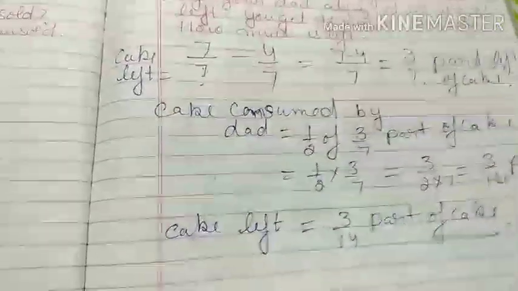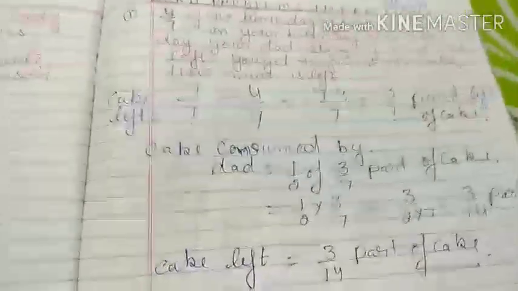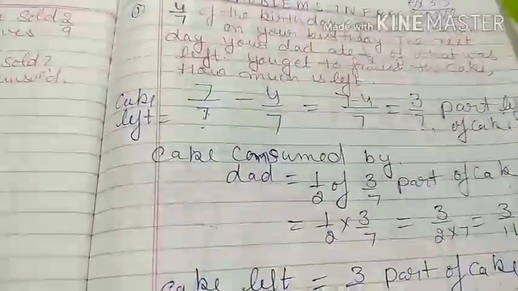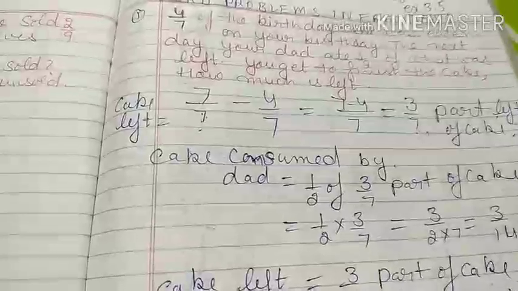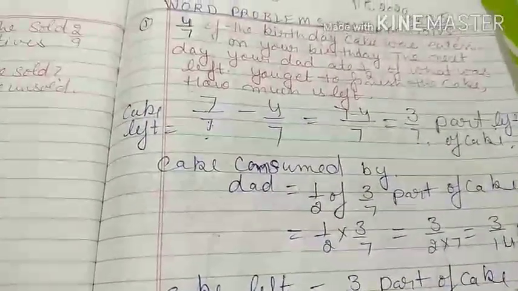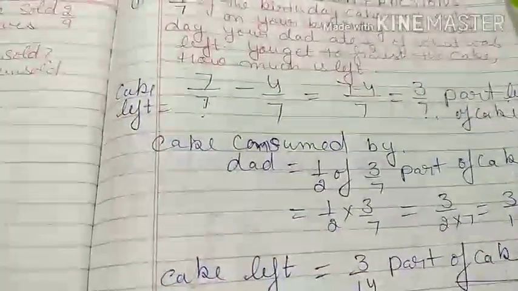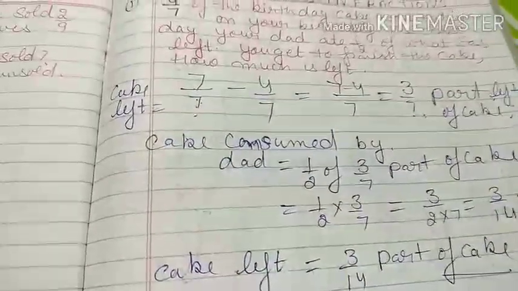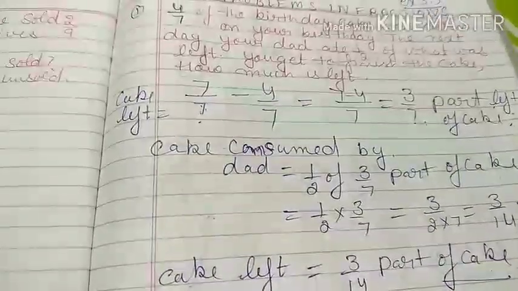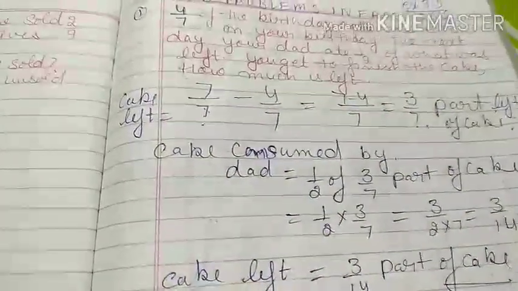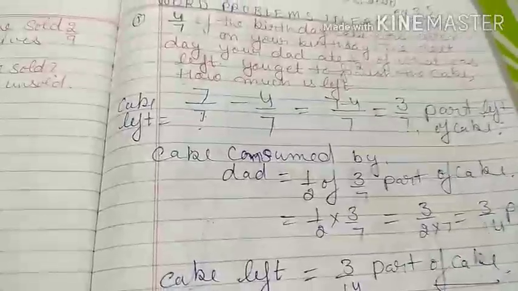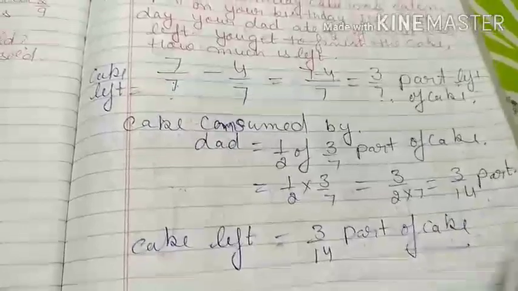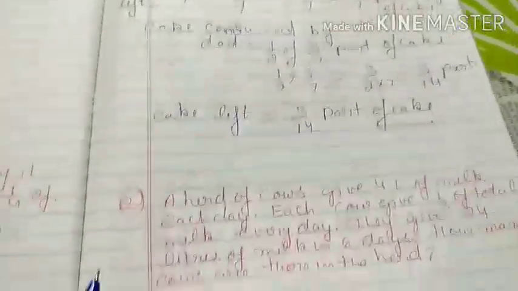I repeat again. In the first problem, on your birthday celebration 4 by 7 part of the cake was consumed, and the next day, of whatever cake was left, half is consumed by your dad and whatever half was left is consumed by you. So that half part you have to find. So half of the left part, 3 by 14 part of the cake, was left.